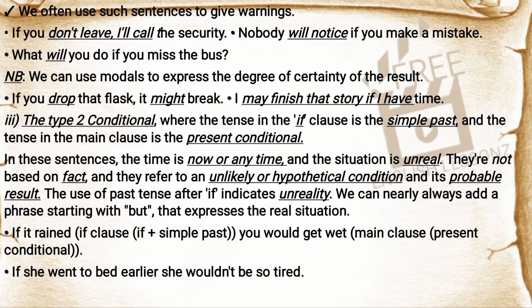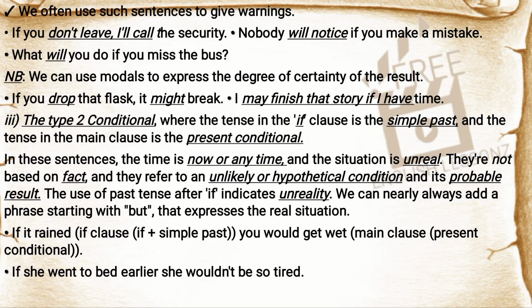3, the type 2 conditional, where the tense in the if clause is the simple past, and the tense in the main clause is the present conditional. In these sentences, the time is now or any time, and the situation is unreal. They're not based on fact, and they refer to an unlikely or hypothetical condition and its probable result. The use of past tense after if indicates unreality. We can nearly always add a phrase starting with but that expresses the real situation.